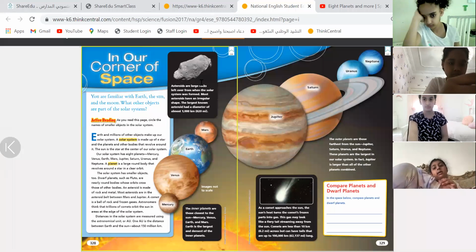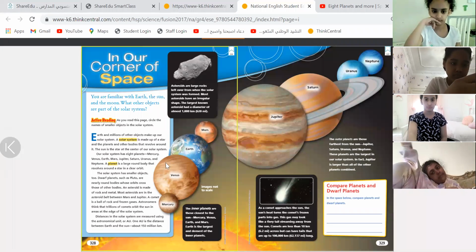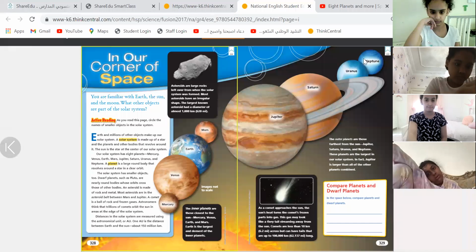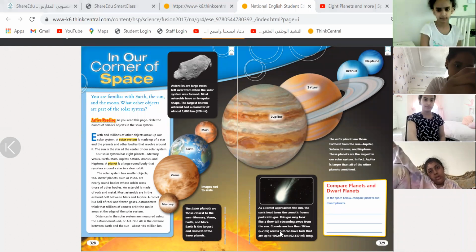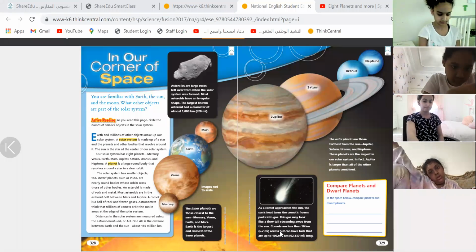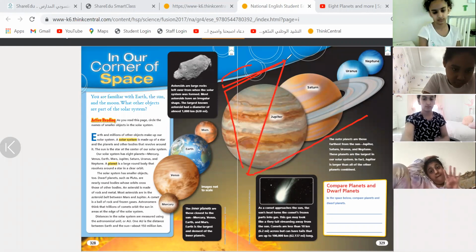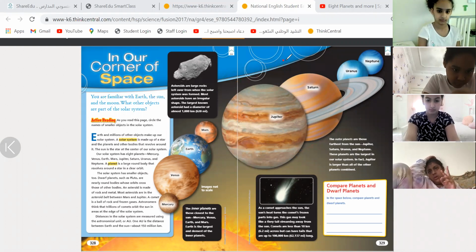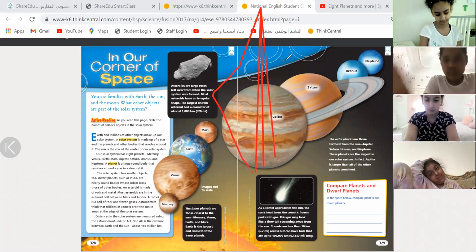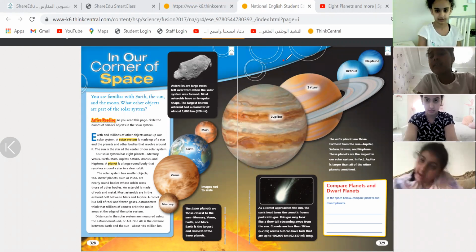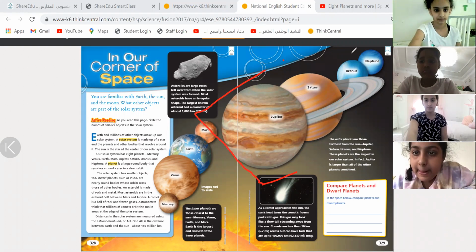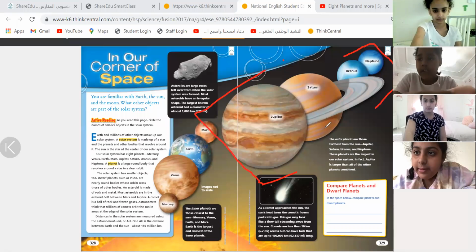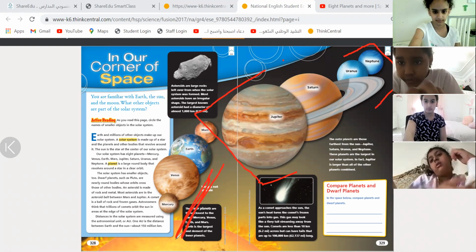All right, girls. In our solar system, how many planets do we have? Eight planets. Okay, these eight planets, we can divide them into two parts. We can call them the outer planets and the inner planets.